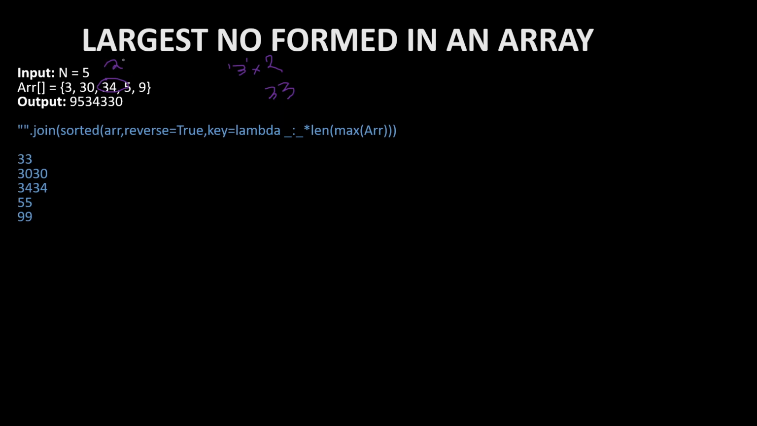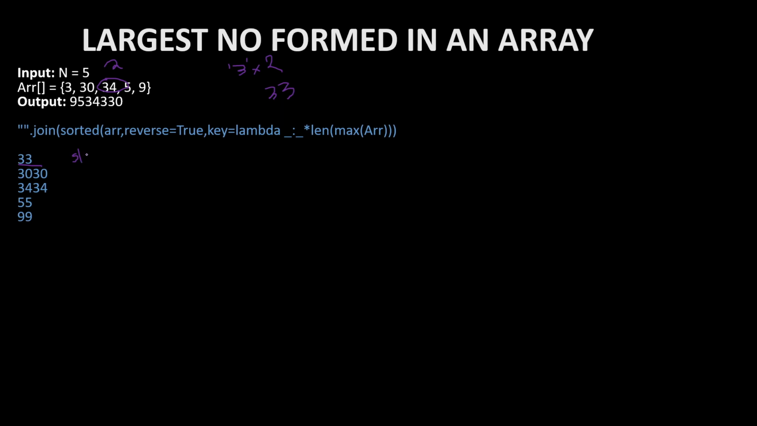So what we are doing is taking the maximum length of the elements in the string form given, and multiplying it with each single element. Then we get 33, that will be a string here, and 30 30, 34 34, 5 5 and 9 9. This will all be in string format only.